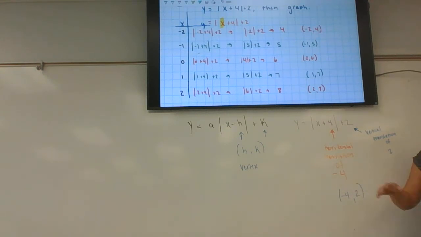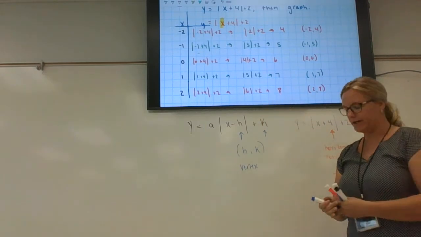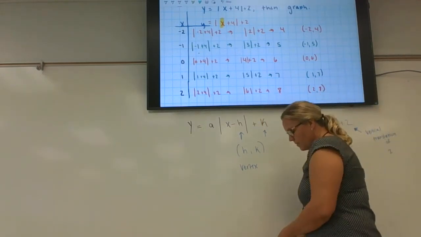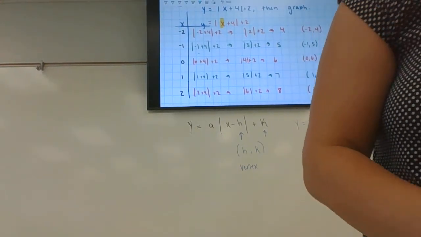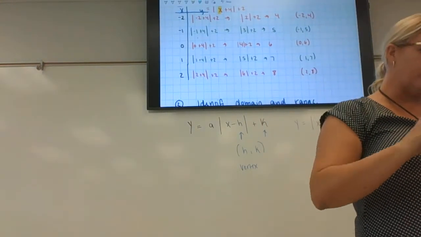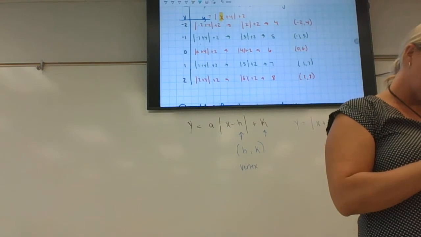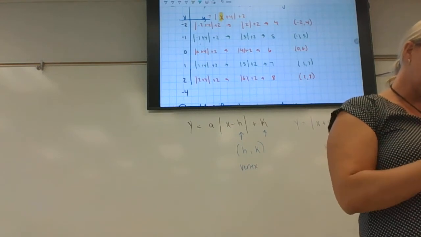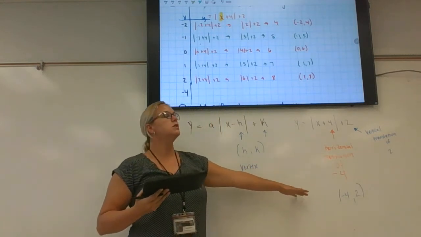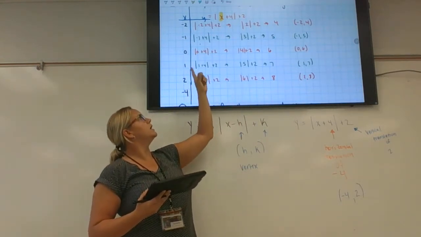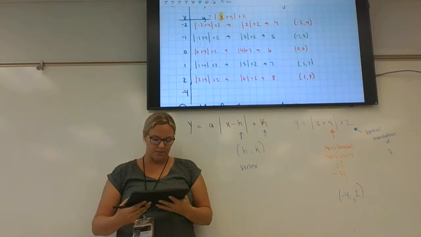So I want you to extend your table down. Let's put -4 at the bottom of this table. And let's see if what we've written here about the vertex is true. Plug -4 into the equation and see what you get out.